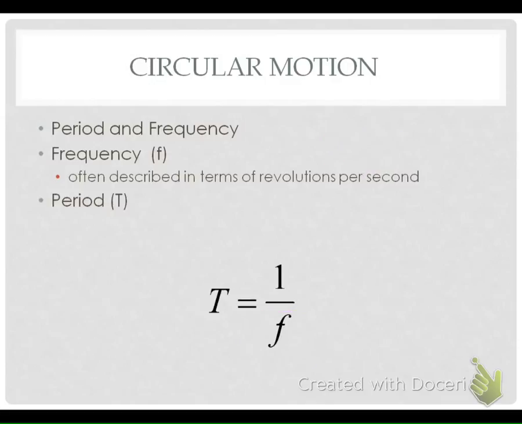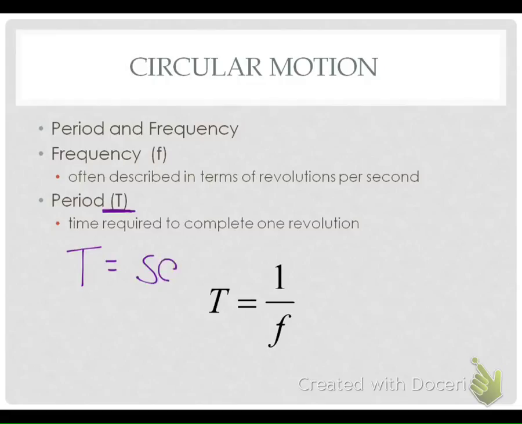Okay, the other component of this equation is period, which is a capital T. The period is the time it takes to complete one revolution around the circle. So period is a measure of time, which is why it's a T. Okay, so when you see the capital T, you should think period. Its units will be in seconds.